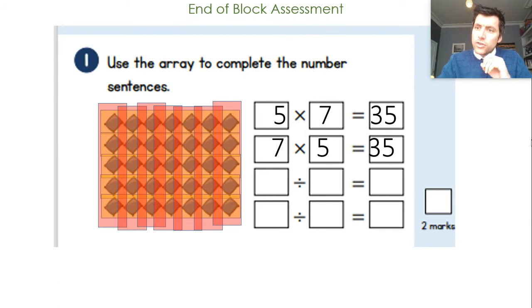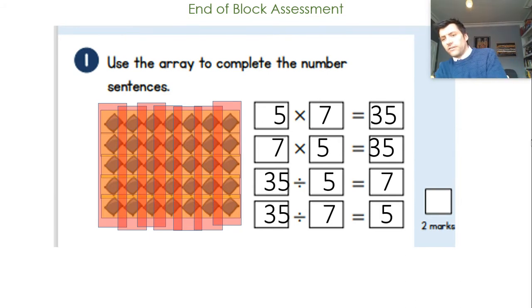Now, if I know 35 is the product when I multiply 7 by 5 or 5 by 7, I also know that the inverse, the opposite, is when I divide 35 by one of those factors and I get the other factor. So 35 divided by 5 is 7, and similarly, 35 divided by 7 is 5. So my number facts help me to learn my other number facts, okay?